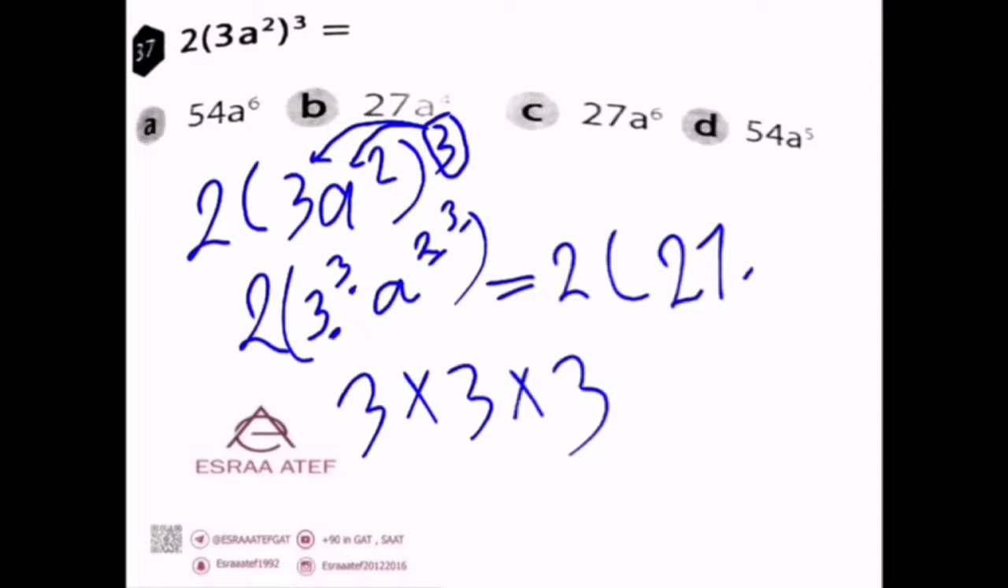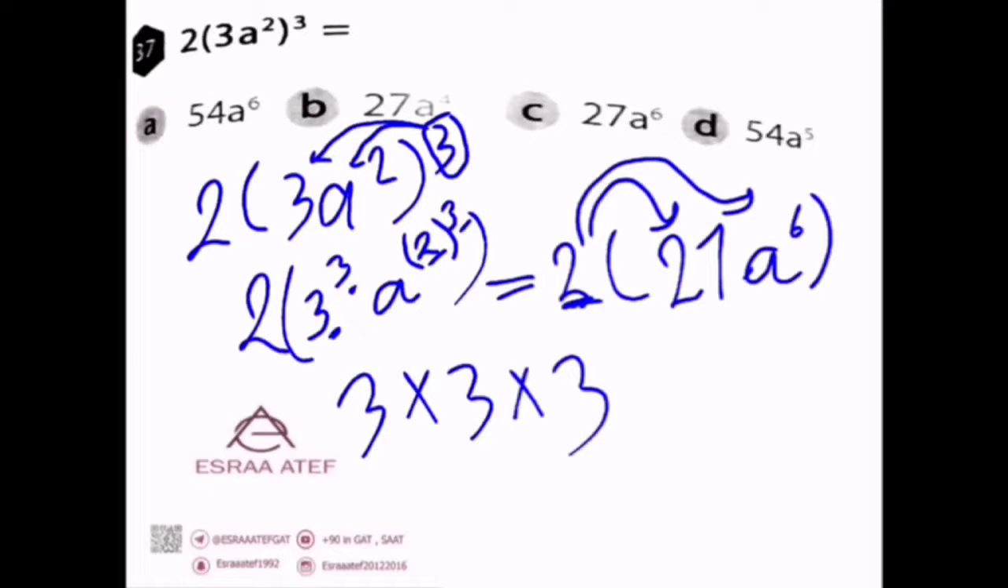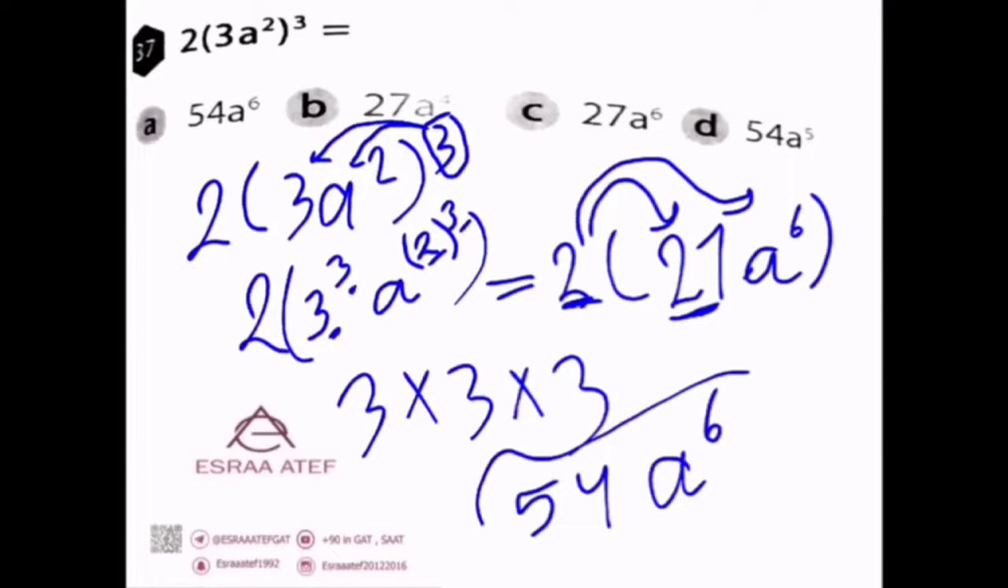And here we have a power of a power, which means that we will multiply them, so 2 times 3 will be 6. Then we have 2 outside, so we multiply it by 27. 2 times 27 is 54. Can we multiply it by a? No, we will multiply it only by 27, so the answer will be 54a power by 6.